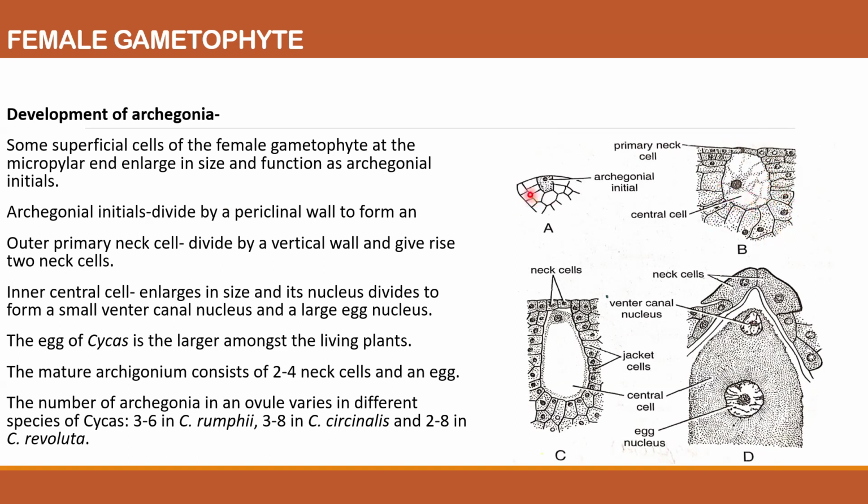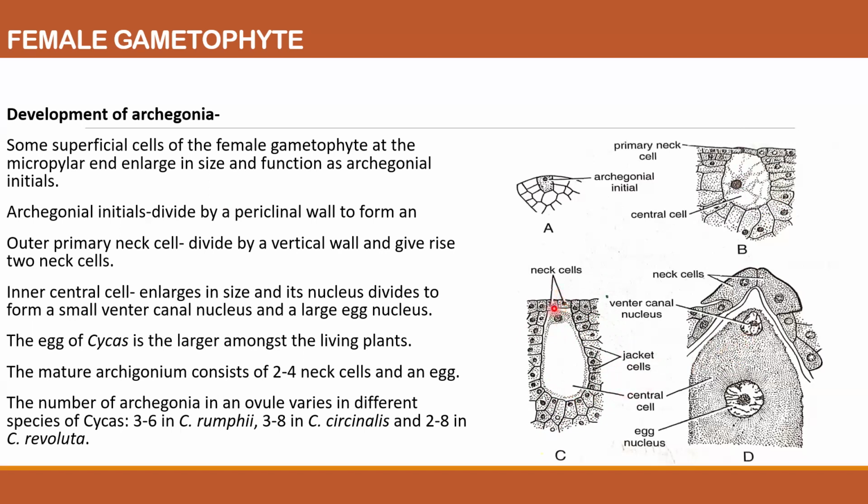Therefore, this archegonial initial undergoes a periclinal division to form a primary neck cell and a central cell. The primary neck cell undergoes a vertical wall division or anticlinal division to give rise to two neck cells. The inner central cell enlarges and divides to form a small ventral canal nucleus and a large egg cell nucleus. The egg of Cycas is the largest among living plants. The mature archegonium consists of 2 to 4 neck cells and the egg. The number of archegonia in an ovule may vary in different species of Cycas.